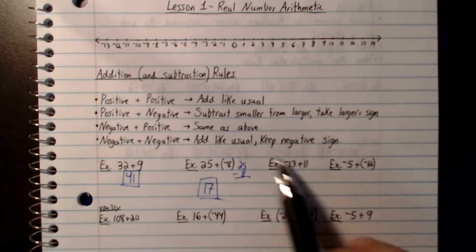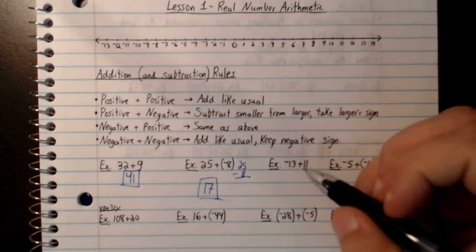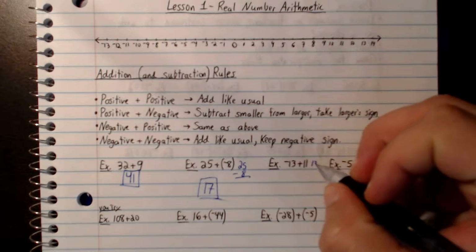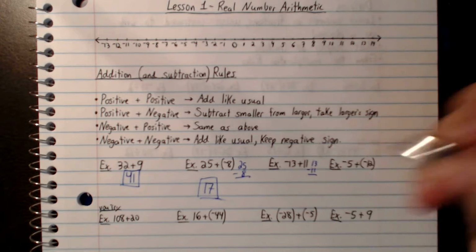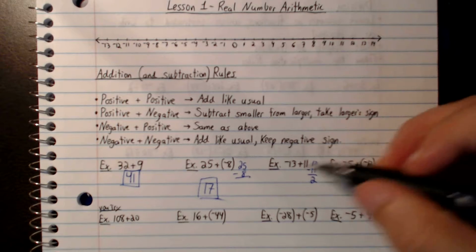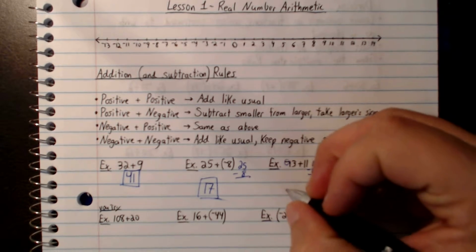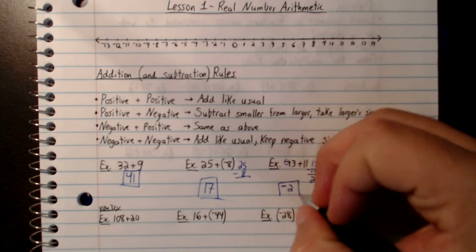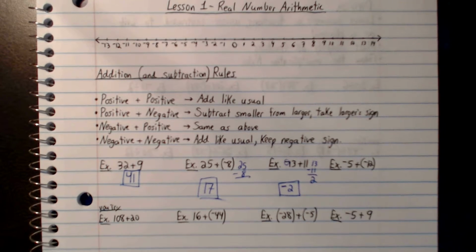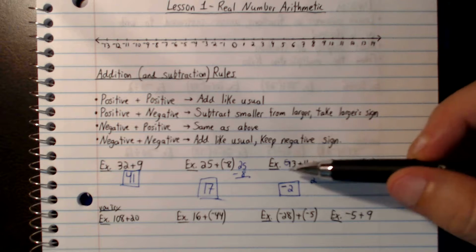Negative plus positive. It says it's the same as above. So I'm going to take the larger, which is 13. I'll subtract the smaller, which is 11. That gives me 2. But the larger one here is negative. Right? 13 was negative. So we get a solution of -2. Right? We want to take the larger sign.